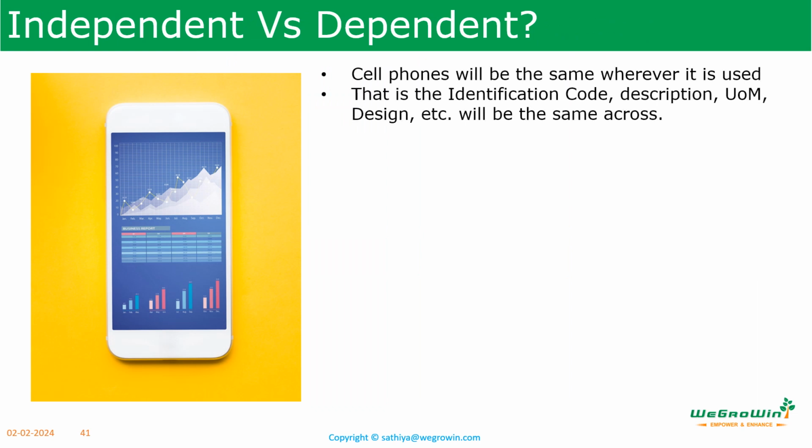For some of you, there may be a doubt on what is an independent parameter and what is a dependent parameter. Let me explain with an example of a cell phone. Cell phones will be the same wherever they are used. That is, the identification code of a cell phone, the description, unit of measurement, the design, all these things will be the same wherever they are used. So these are all called independent parameters. They do not change according to the location or any region.